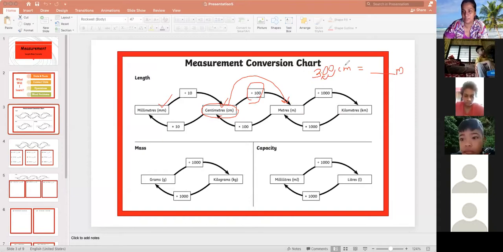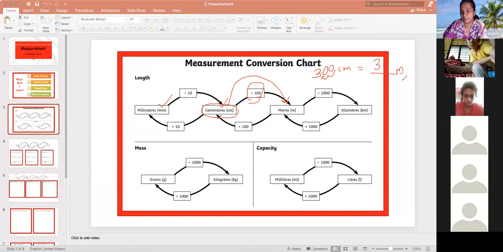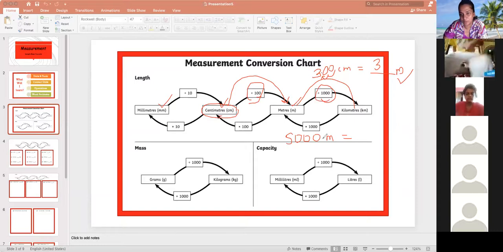So you put your decimal here and you will get the answer 3 meters. Faham? Okay. And then another soalan, dia bagi you meter. Dia tanya kamu kilometer pula. For example, 5,000 meters. And they ask you how many kilometer is that? So divide by 1,000. So your decimal move lah 1, 2, 3. So it will become 5 kilometers.